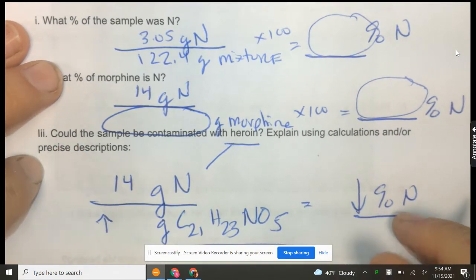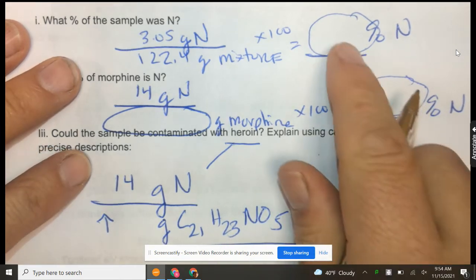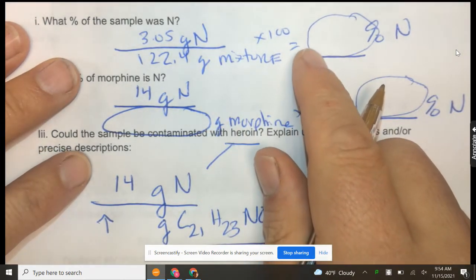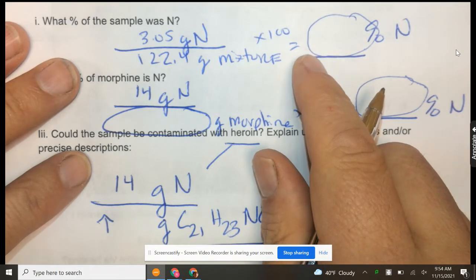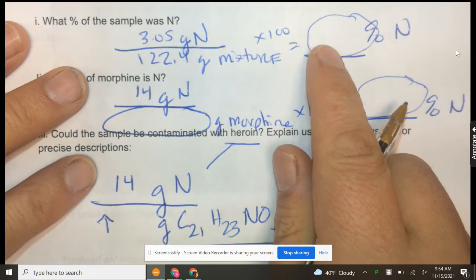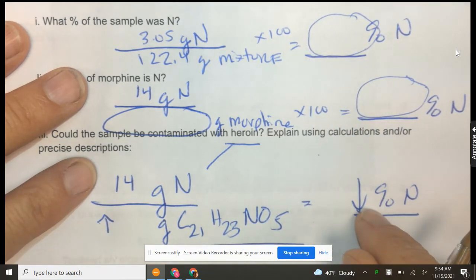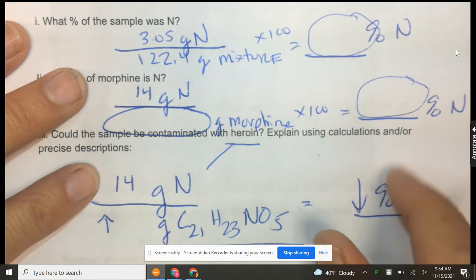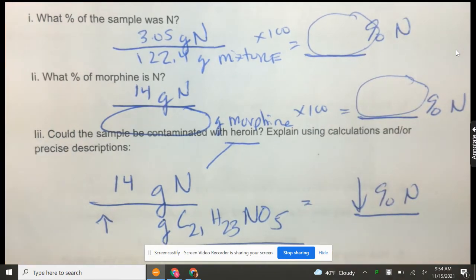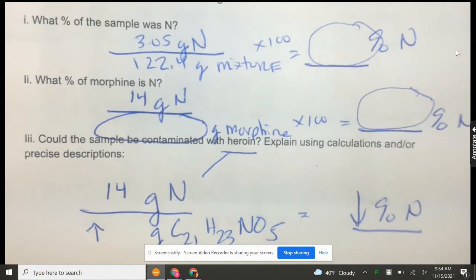since the percentage of nitrogen is less in heroin than morphine, you can certainly view heroin as a potential candidate for contamination because the percentage of nitrogen in the sample was less than that of morphine. Since heroin has a smaller percentage of nitrogen than morphine, it is an excellent candidate to have been the contaminant in our mixture. And a lot of you explained that really well.